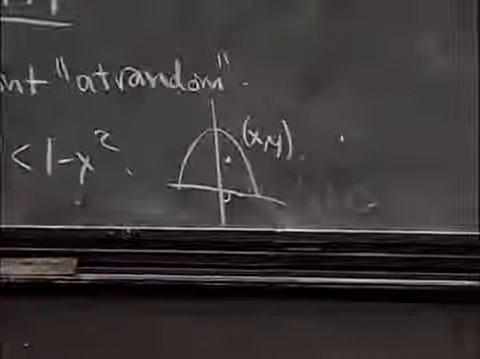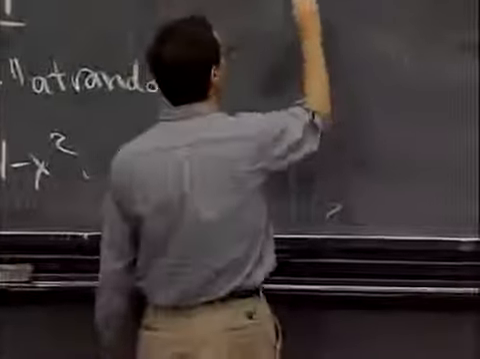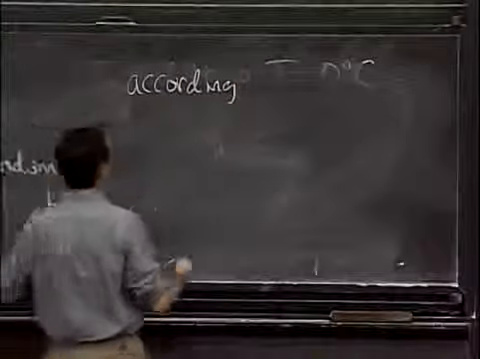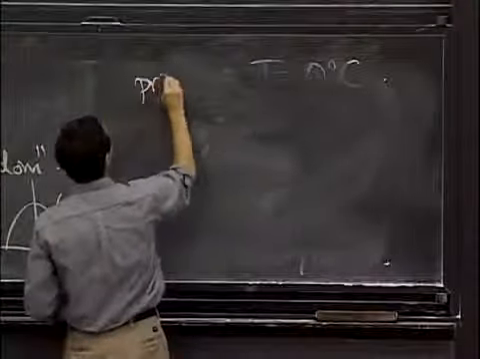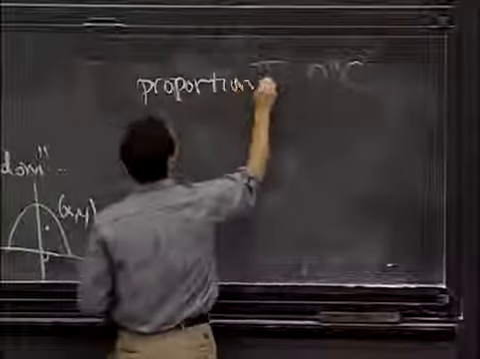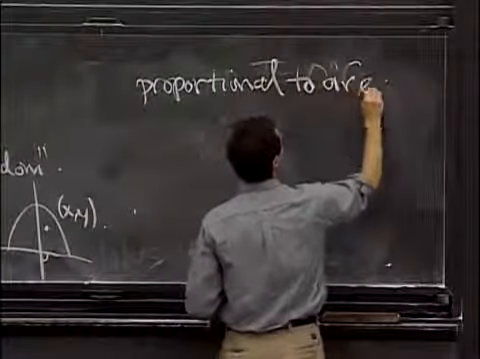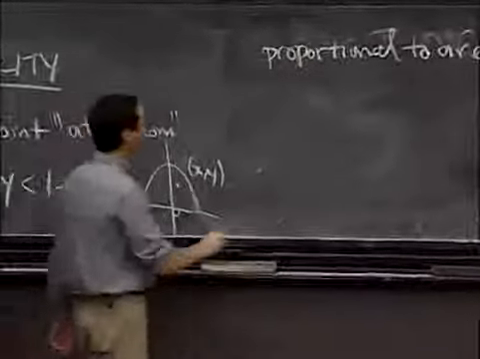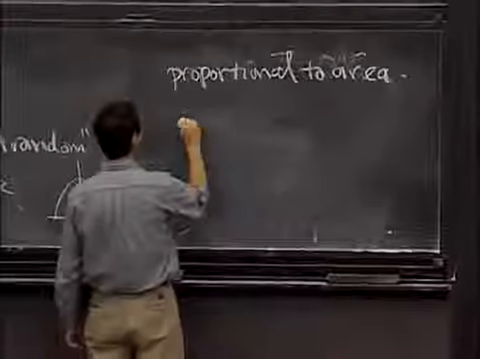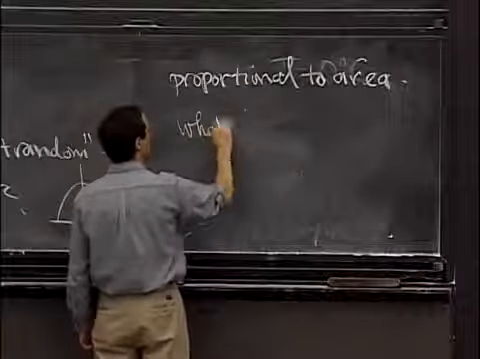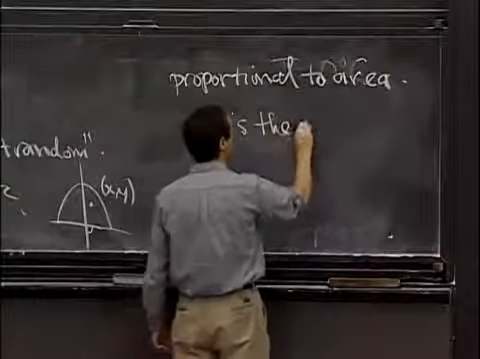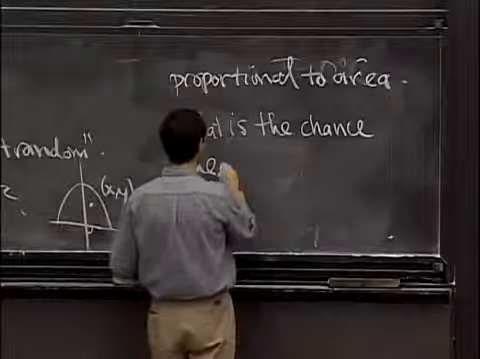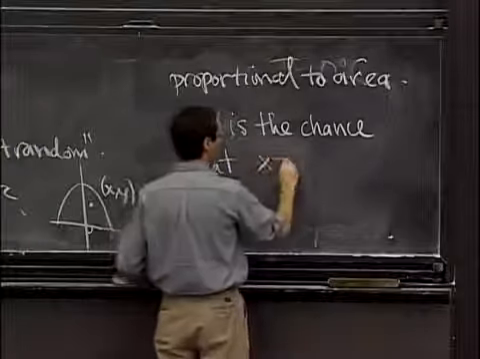And then I need to tell you according to what this random really means. This is proportional to area, if you like, so area inside of this section. And then the question that we're going to answer right now is, what is the chance, it's usually called probability, that x is bigger than a half.